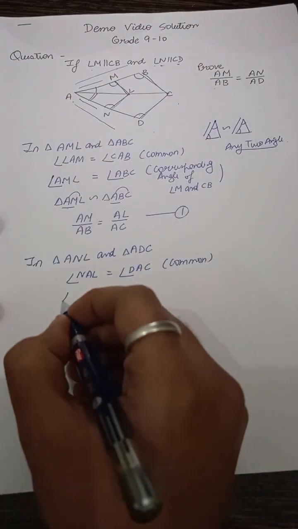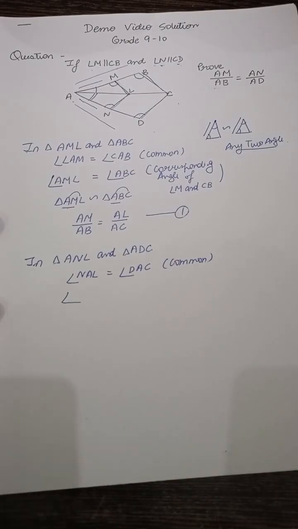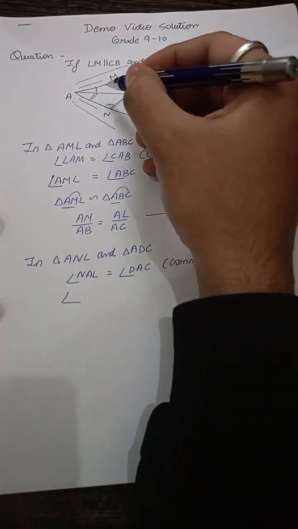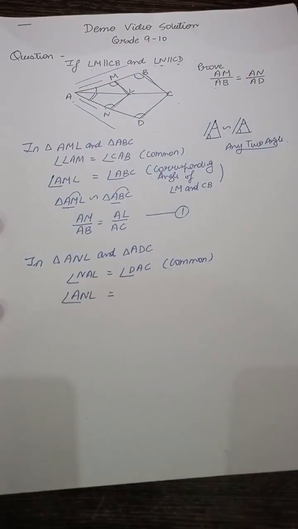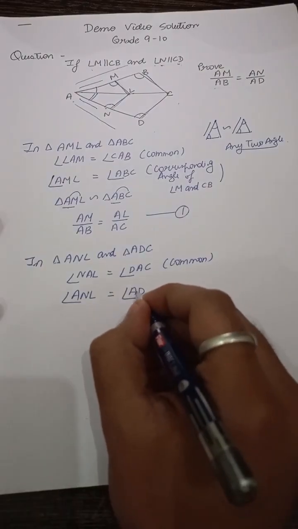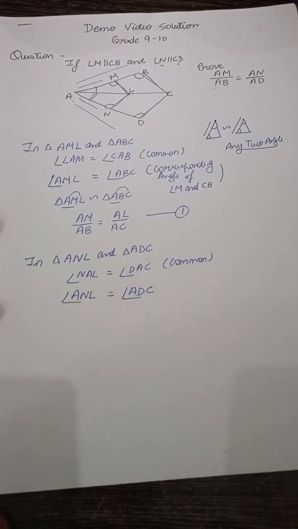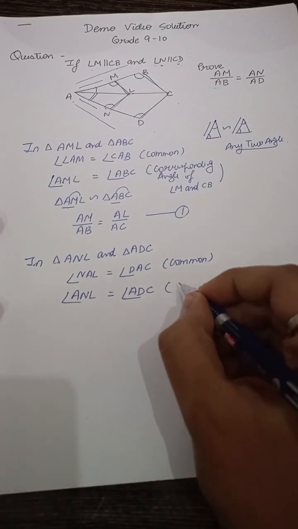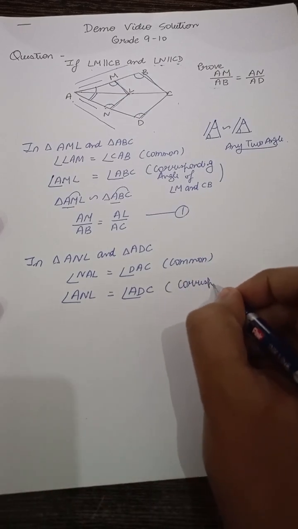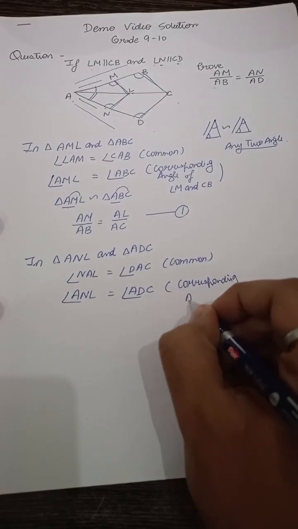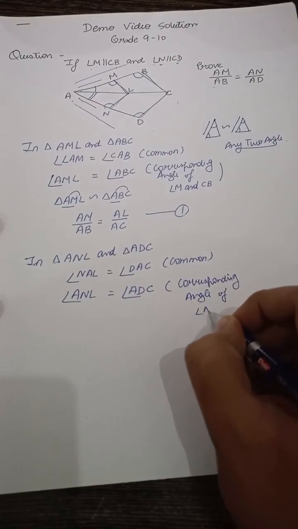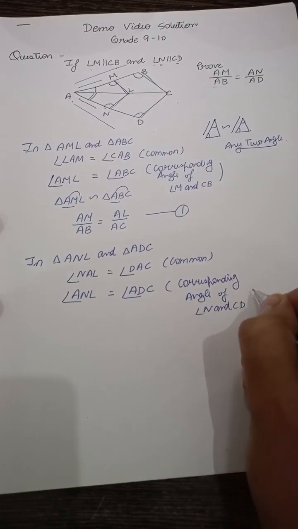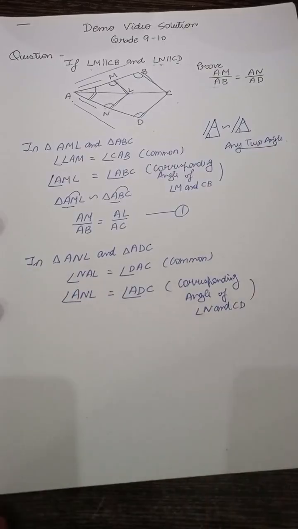Now I'm writing the full names to avoid any confusion in the question, and you should always write the full names of the angles. Angle ANL is equal to angle ADC. If these two are equal, the reason for that is corresponding angles, of lines LN and CD. Okay, good. Now these two angles are equal.